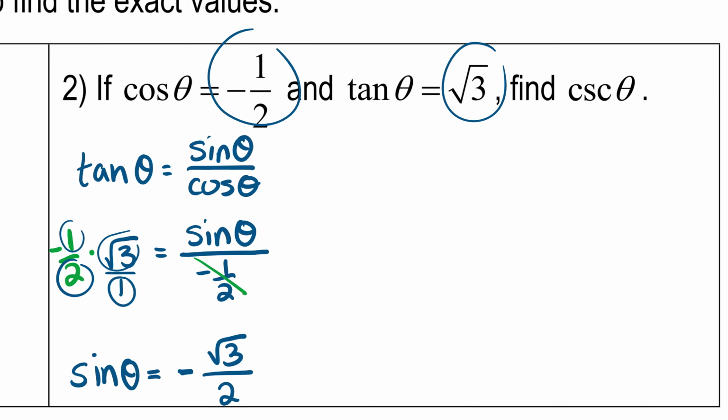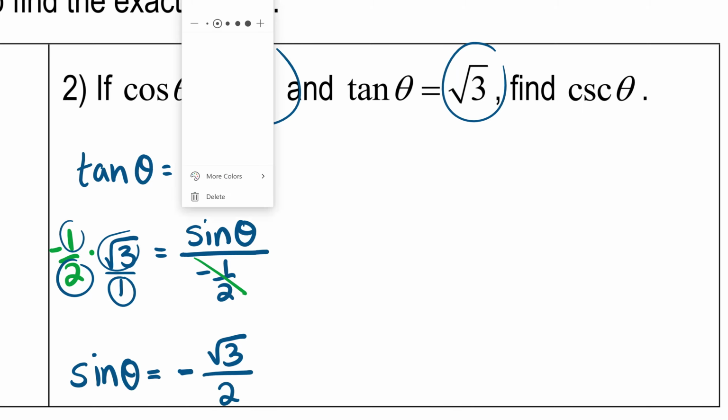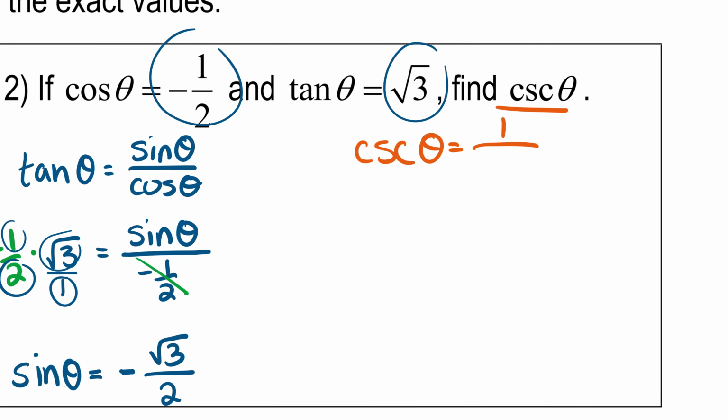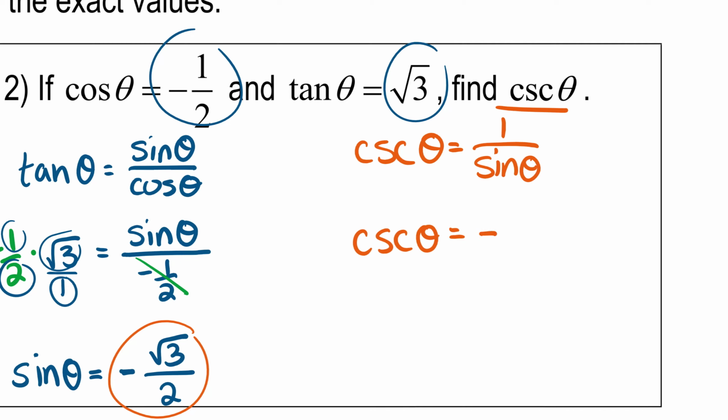Now, that's not my answer, because again, I'm looking for cosecant. So I have sine, now I can use that and find cosecant. So I have cosecant theta equals 1 over sine. I mean, it's divided by, but 1 over sine. So I'm going to take sine and flip it. Okay, so here's sine. Now I have cosecant theta equals negative. If I flip that, you would have 2 over square root of 3.